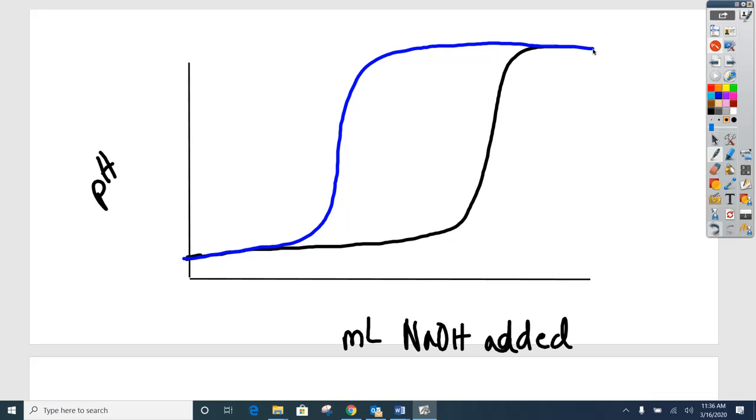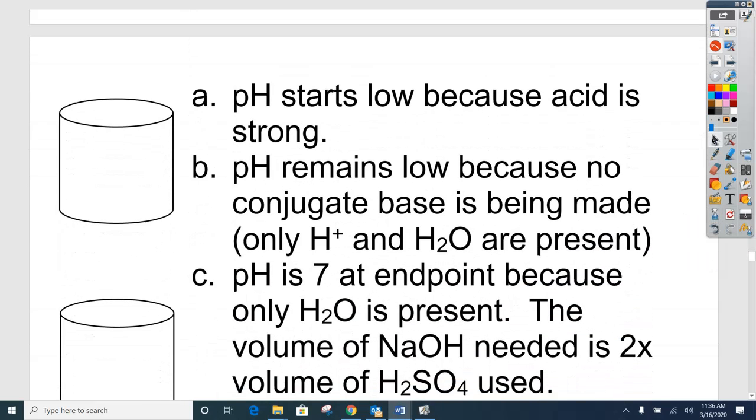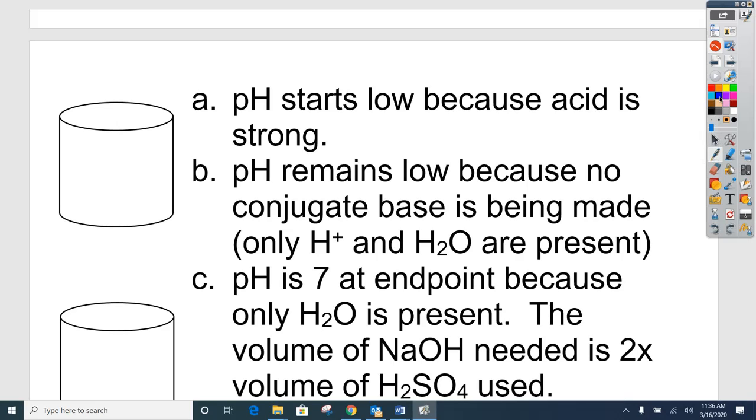So why am I making this one go further? Well, for the first graph we did, it required 20 milliliters to reach the equivalence point. But for this graph, it requires 40. Okay? All right. The theory behind this, though, is going to be identical to that in graph 1. In part A, because I have a strong acid, the hydrogen ions dissociate. So before any titration begins, the pH starts very low because I've got a lot of hydrogen ions present.